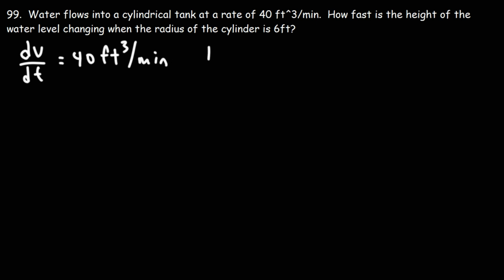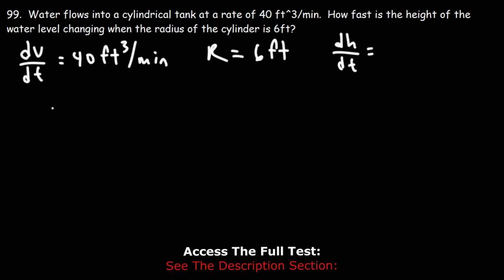And we know that the radius of the cylinder is 6 feet. We want to find how fast the height of the water level is changing. So we'll look for dh/dt. Now let's draw a picture.